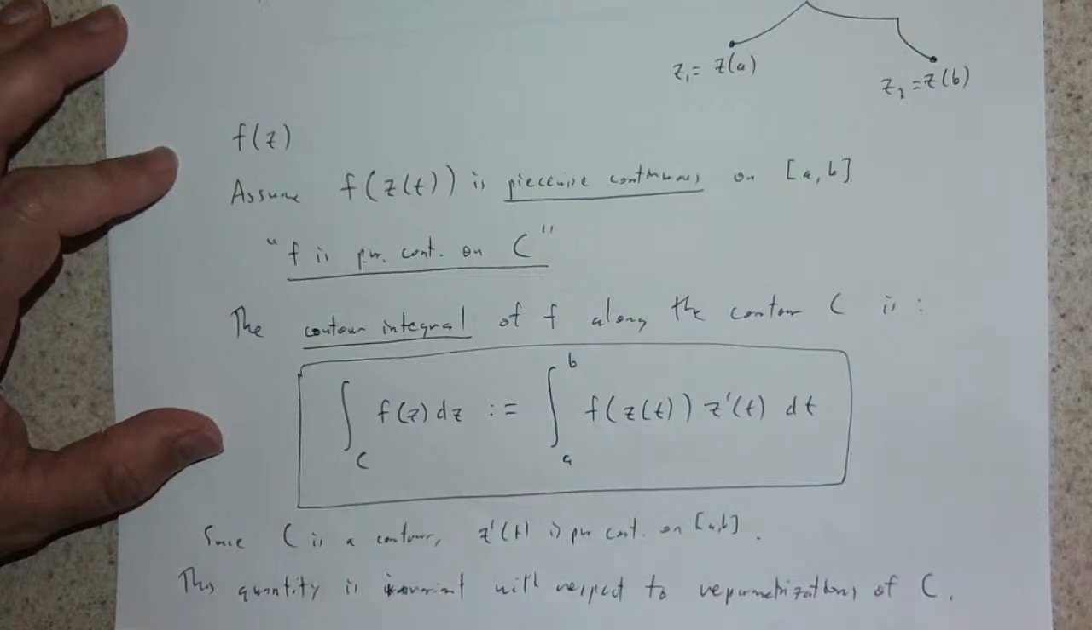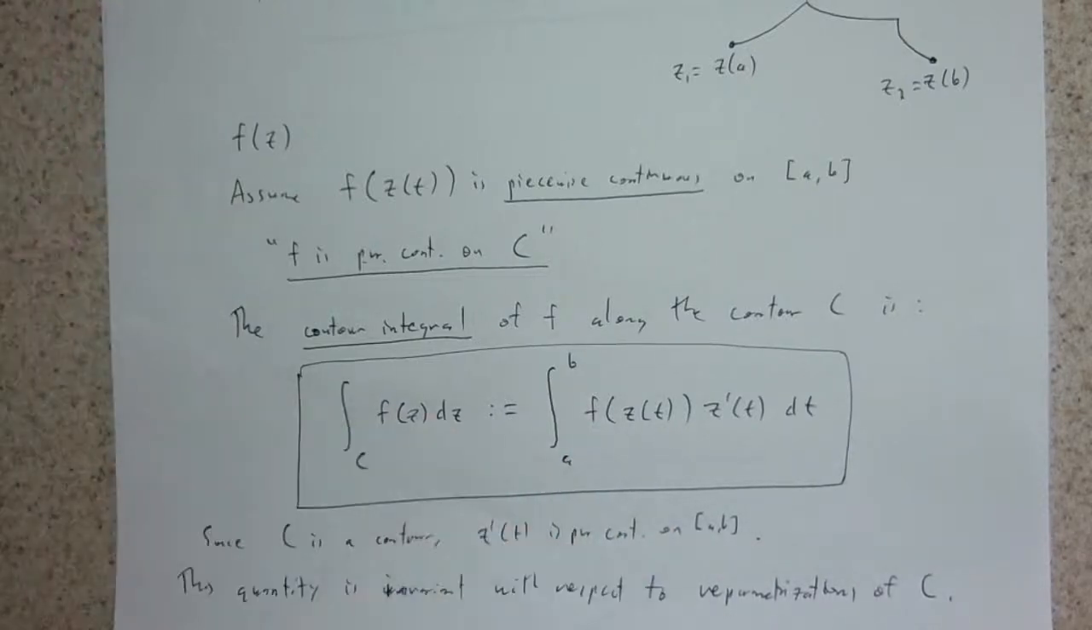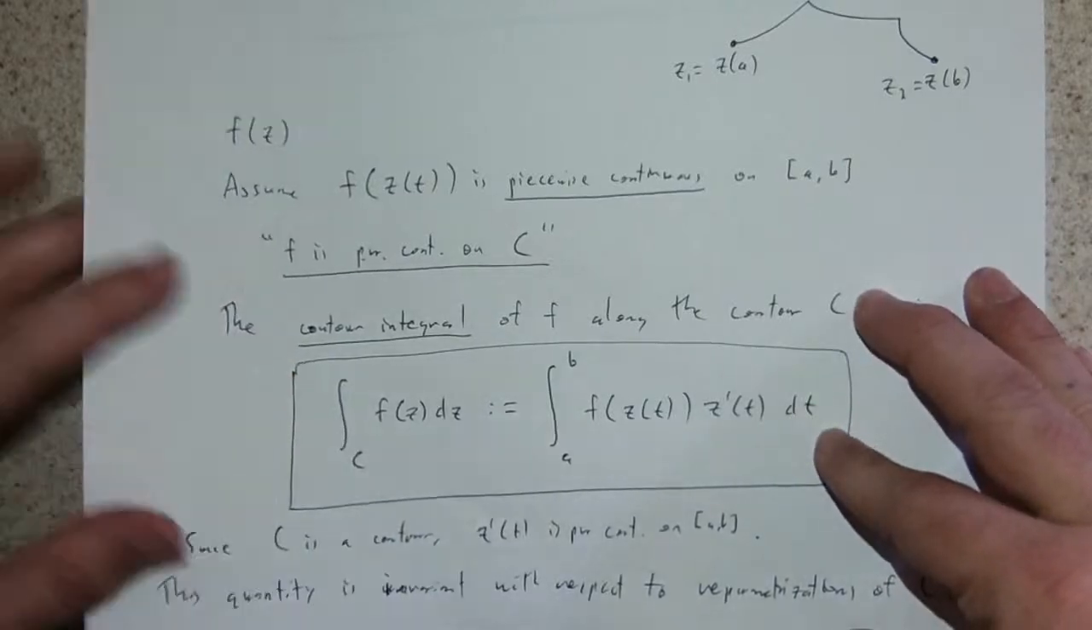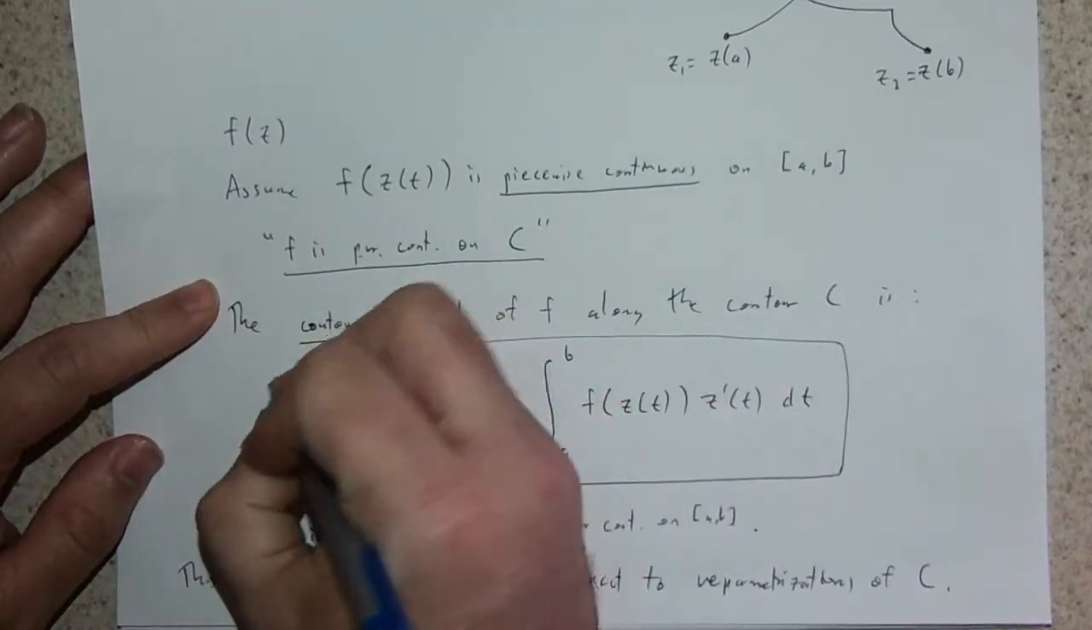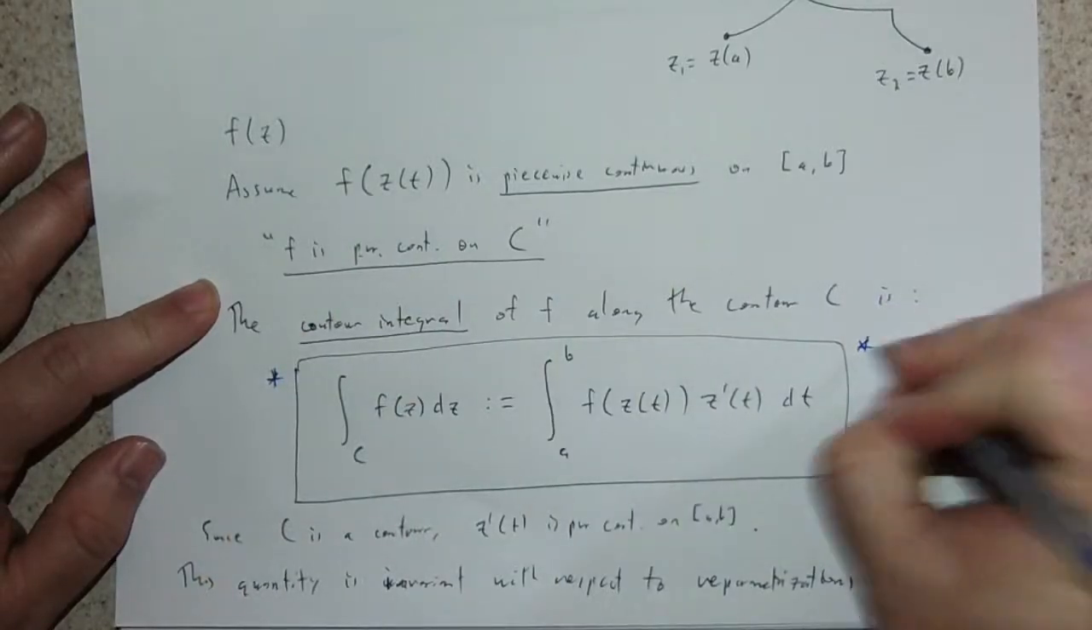And it turns out that this is invariant with respect to reparameterizations of C, and you can do this with the reparameterization setup that we talked about during the last lecture. Okay, so this is the definition of a contour integral. So when you're actually going to compute, this is what you're doing.